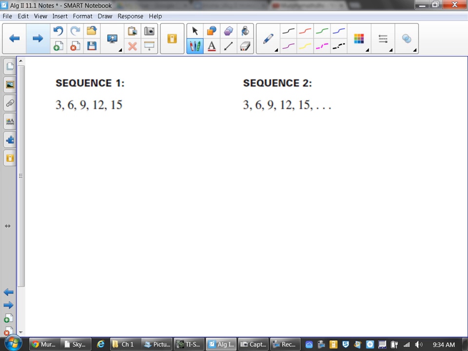These parts in here are called terms. So this is term 1, term 2, term 3, 4, 5, whatever. That's the number in the sequence. Think of it in terms of domain and range. You guys remember domain and range? What's the range? It's the biggest number minus the smallest number.